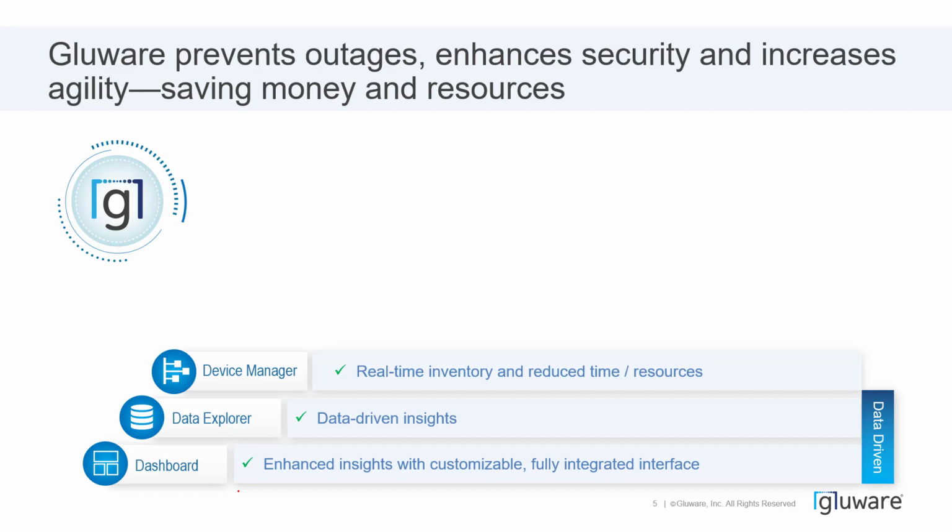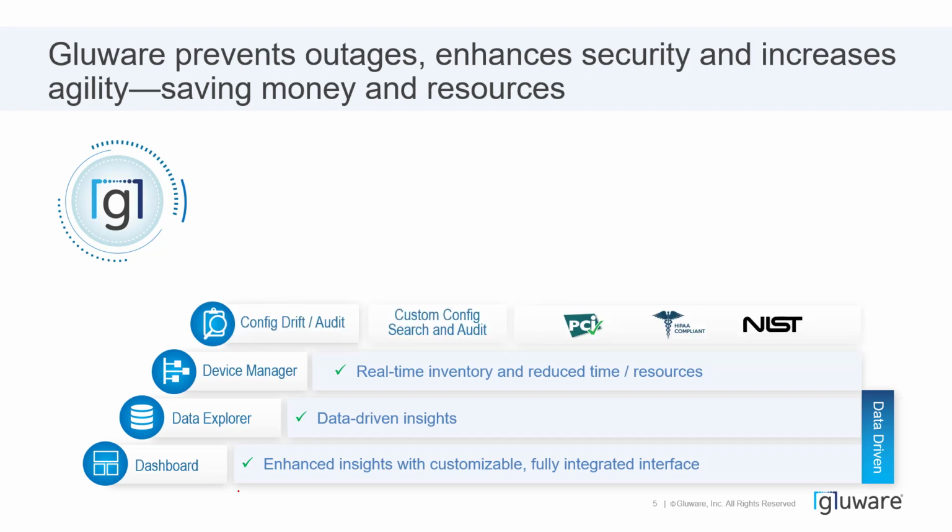You can look and understand how many operating system versions you have deployed. You can search across all your config files if you're trying to find an IP address. You can perform ad hoc queries, query the config, or even query the operational state through Device Manager. Moving on, usually the next step in the application suite is using our config drift and audit application.